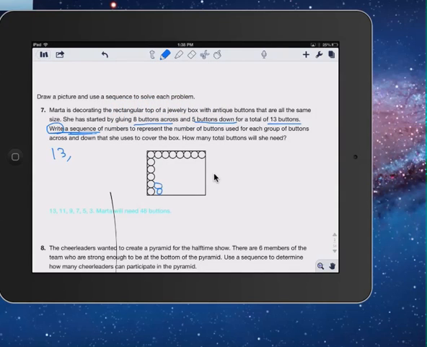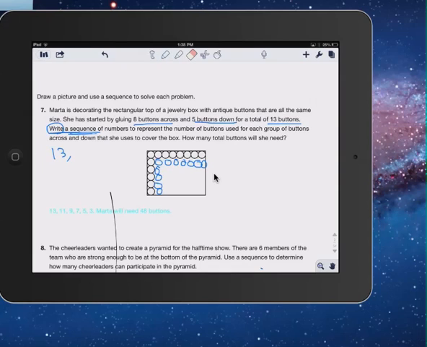1, 2, 3, 4, 5, 6, 7, 8, 9, 10. Did I miss something? Yes. The first one, 2 more numbers. 11, right? So how many all together? How many buttons all together now? You're still missing one.